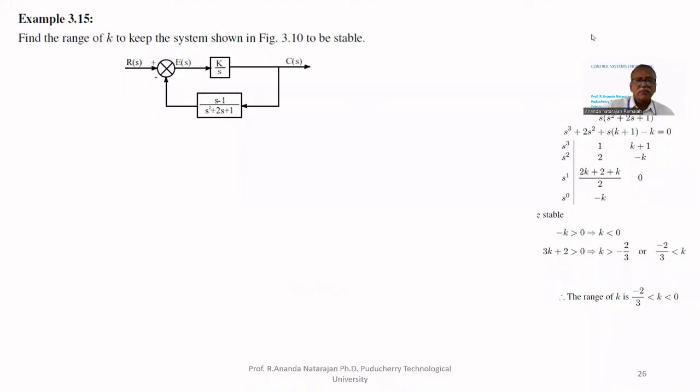Find the range of K to keep the system shown in the figure stable. So we have to find the K value. This is a closed loop system, negative feedback.